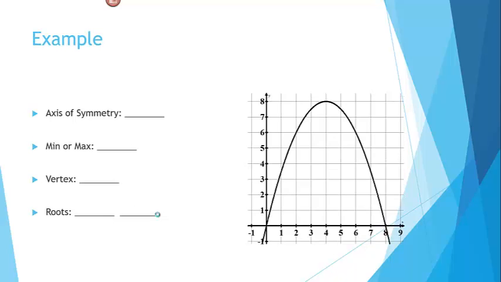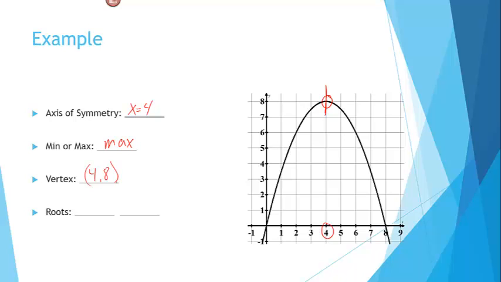Okay, now, second example. Let me get a different color, because that black didn't really show up. Alright, so our axis of symmetry, it is whatever splits our graph into two perfect halves. So that would be right here. And that is the number 4. So we would put x equals 4. Now, is it a minimum or maximum? Our highest point on our graph is right here. It's at the top of our parabola, so this would be called a maximum. So max. And then our vertex is that same point right here, so that would be the point 4, 8.